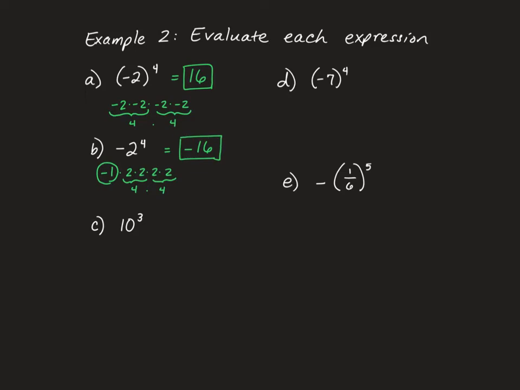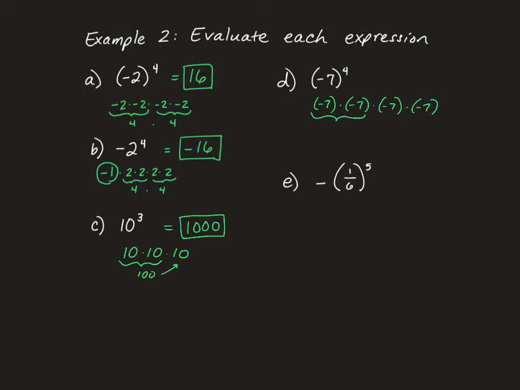Letter C, we have 10, and we multiply it 3 times. So 10 times 10 is 100, and 100 multiplied by this 10 is 1,000. So the answer is 1,000. For letter D, I multiply negative 7 4 times.